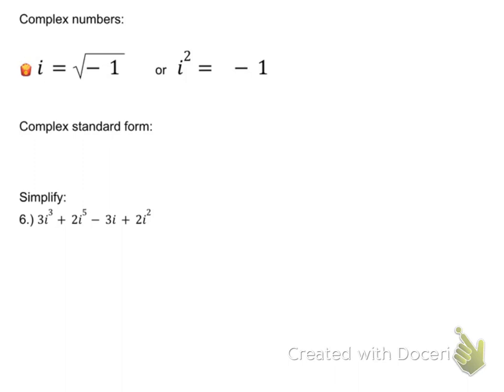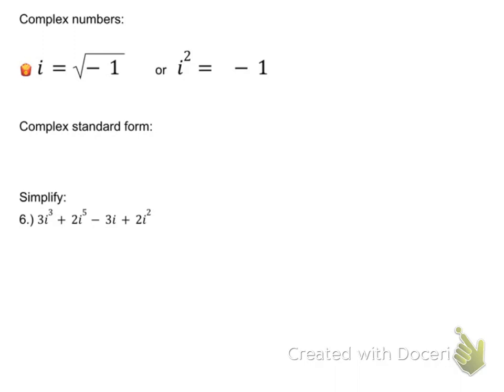Guys, this is very important. You need to know that i is equal to the square root of -1, and that i squared is equal to -1. It's important that you know those, so make sure they are in your notes. Hence, I put the little fry symbol on there, because we all like fries, we should all like these as well. Now, the next thing up is complex standard form.